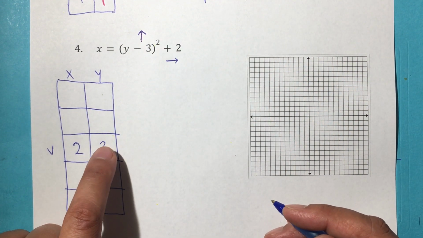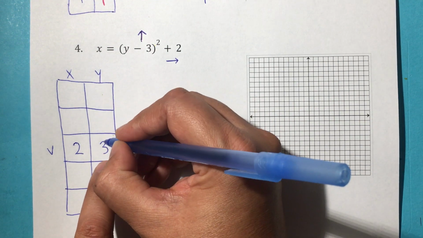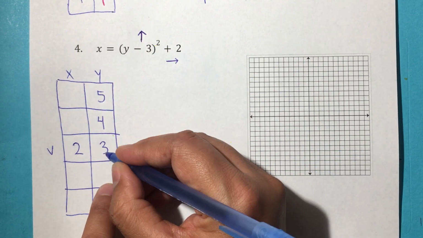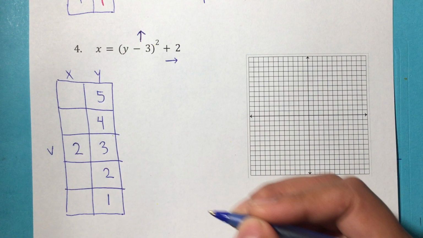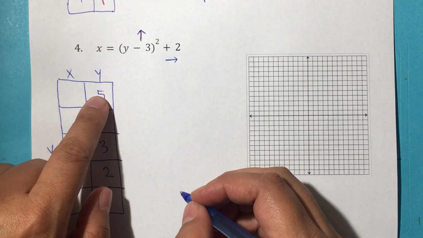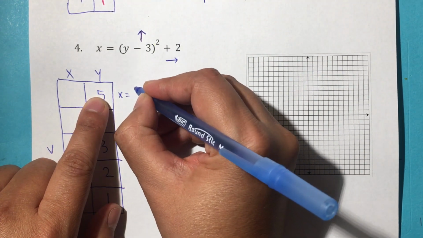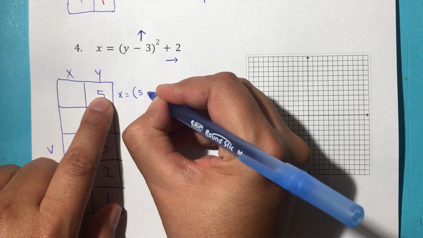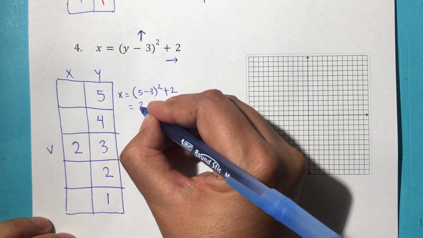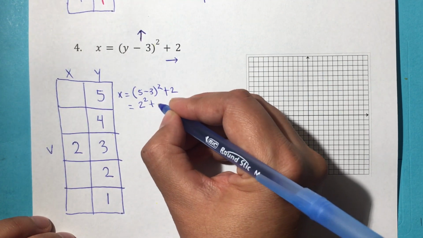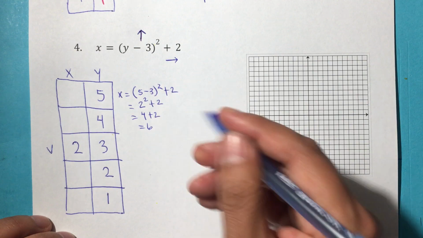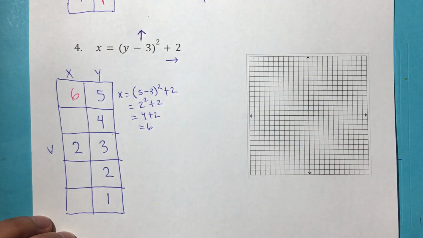Okay, so we're going to give the value to y, and so in here it will be plus 1 will be 4, plus 1 will be 5. Down here it will be 2 and 1. Okay, you subtract 1 and you add 1 each time. And so let's start finding our values. So x is equal to y minus 3, so 5 minus 3 squared plus 2. 5 minus 3 is 2, because it's positive, I don't need parentheses. Squared plus 2. 2 squared is 4, plus 2 gives us 6. And so that's the first value of x.